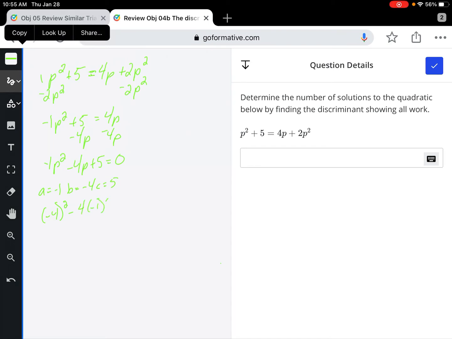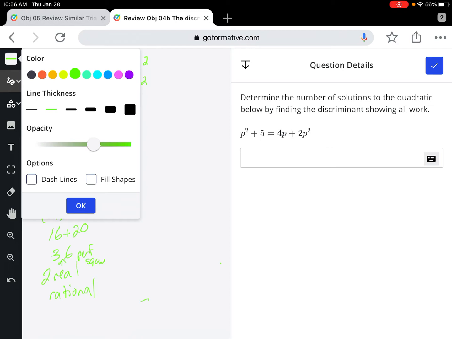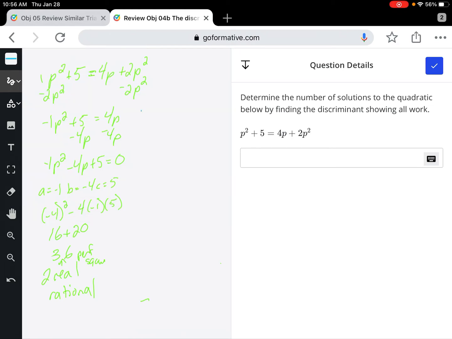b squared minus 4 times a times c. 16 plus 20 is 36. That's going to be 2 real solutions, and because it is a perfect square, I also know that they are going to be rational solutions. So if I graphed this, they would actually be points.